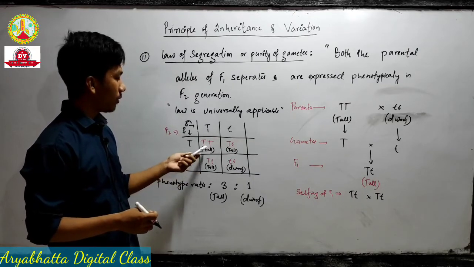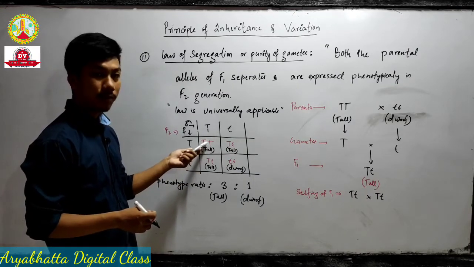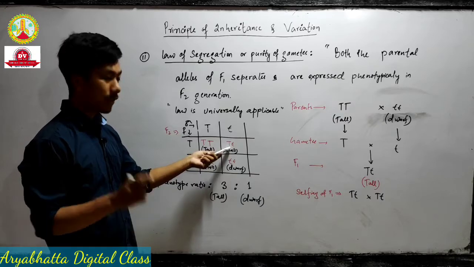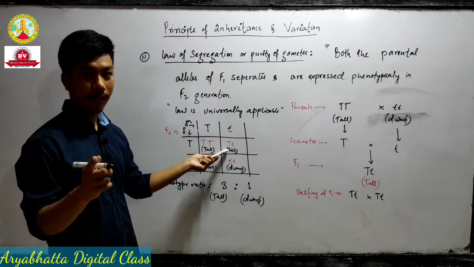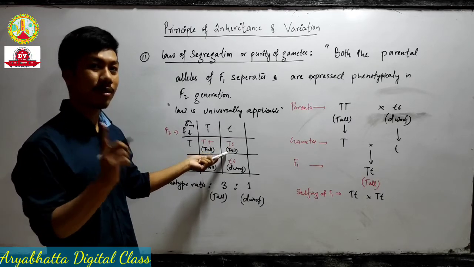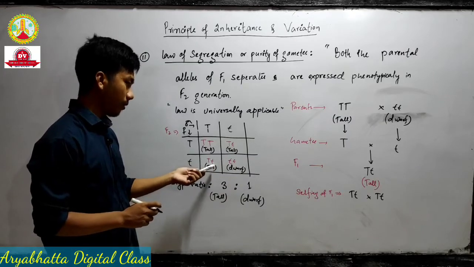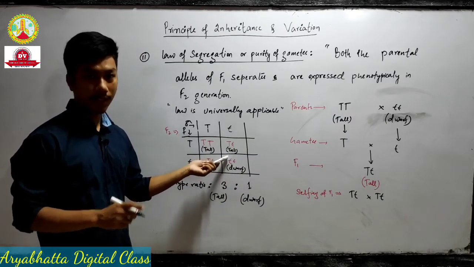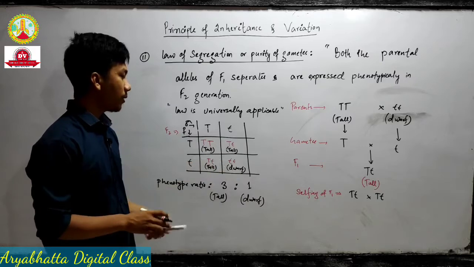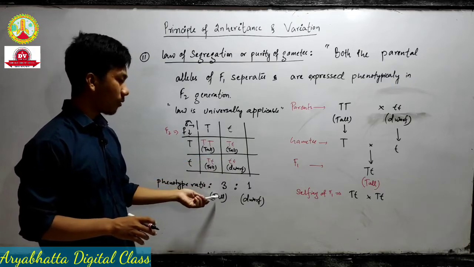So how many talls are there? There we find a tall, capital T, that means the dominant. So dominant will always represent the character. Again here it is tall, and there is no dominant character, there is no capital letter. So how many tall? 1, 2 and 3. So 3 tall we find.